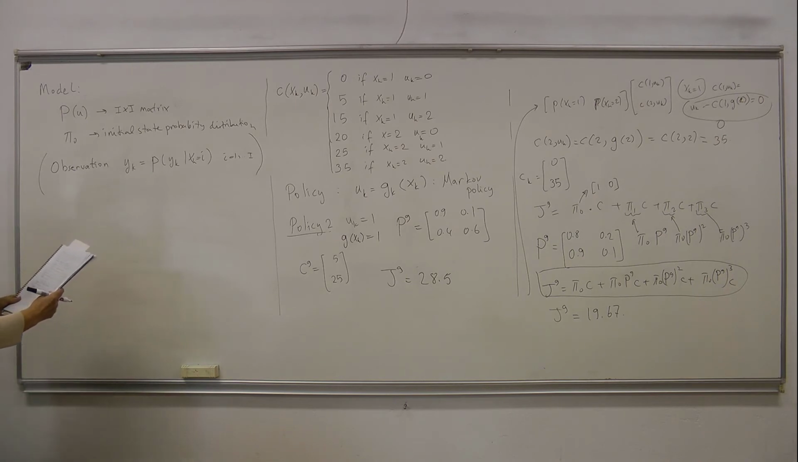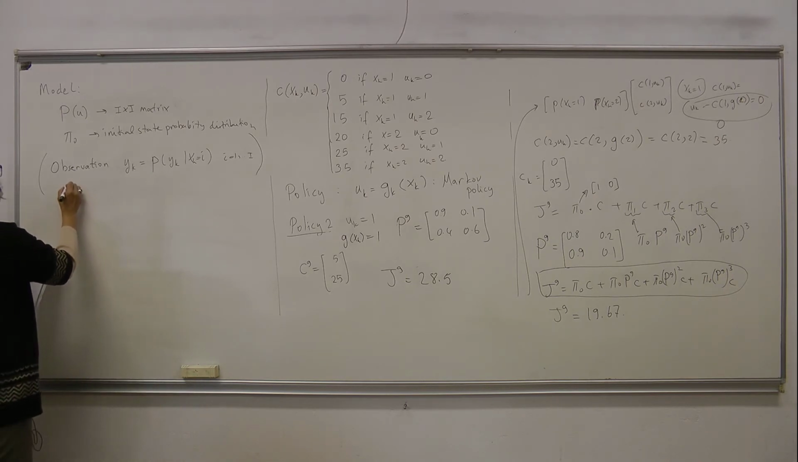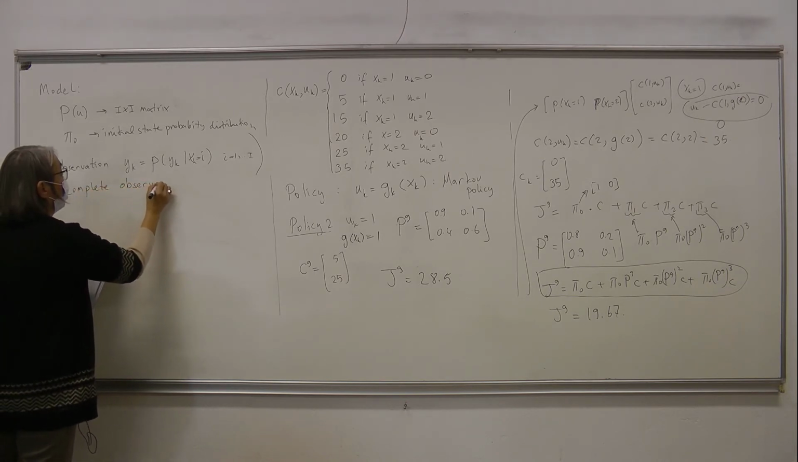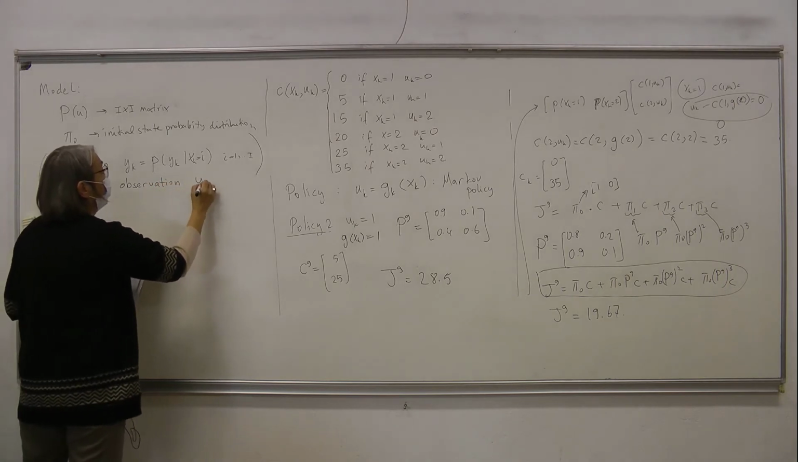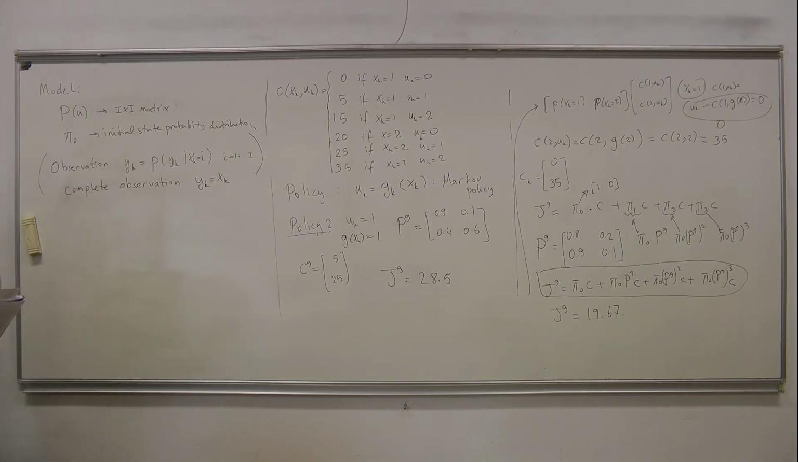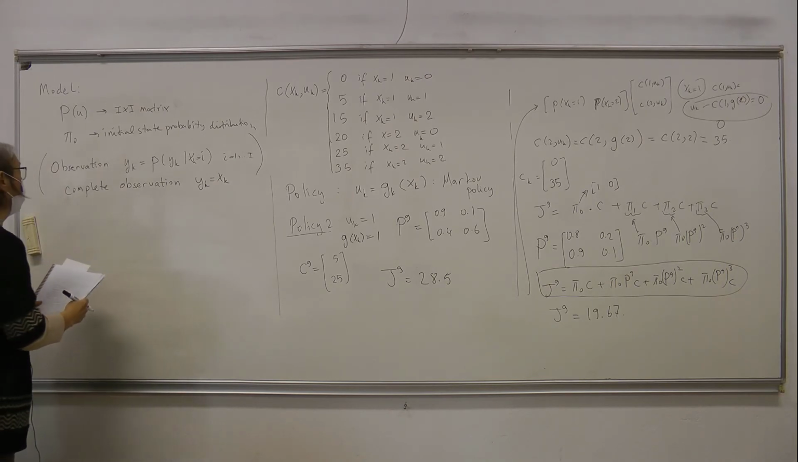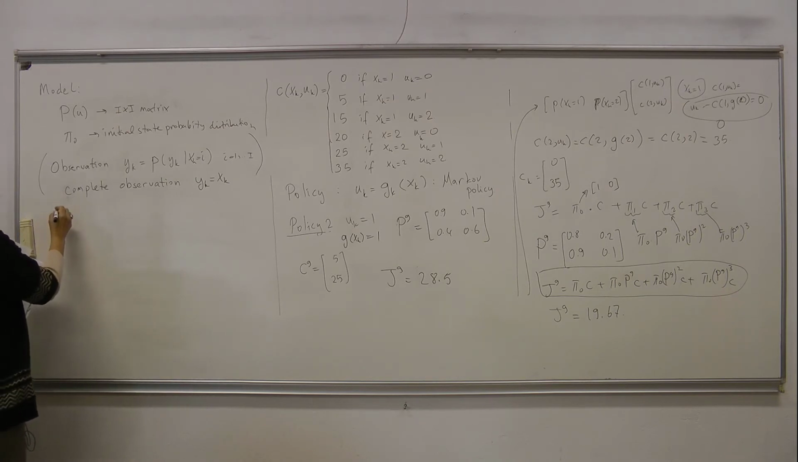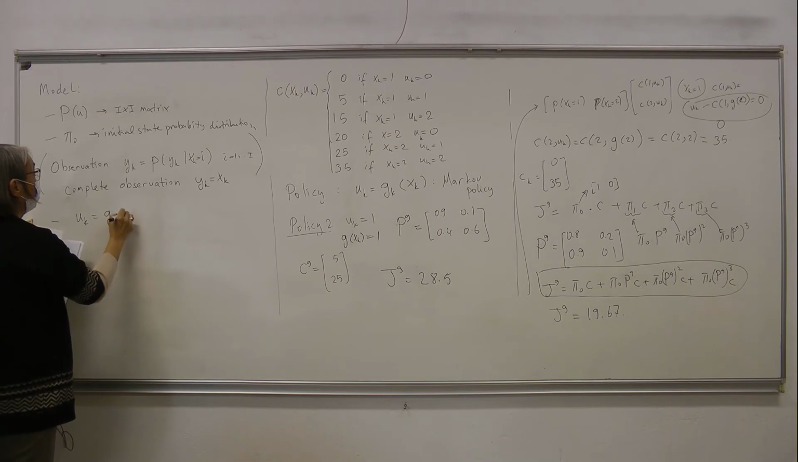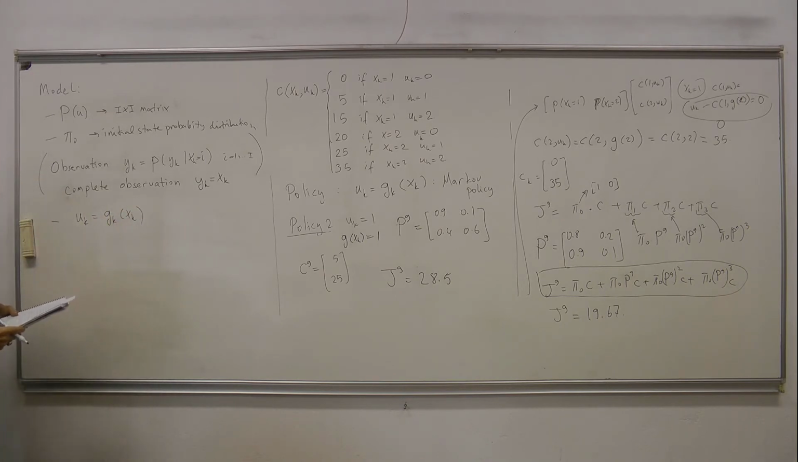However, I will skip this part. In our case, we have complete observation. That is called complete, not partial, but complete observation. That is, at any time yk is equal to xk. So when we come to this time, then we know exactly what the state is. Furthermore, we will assume that our uk is equal to g sub k of xk, as we have stated before. This is the Markov policy.